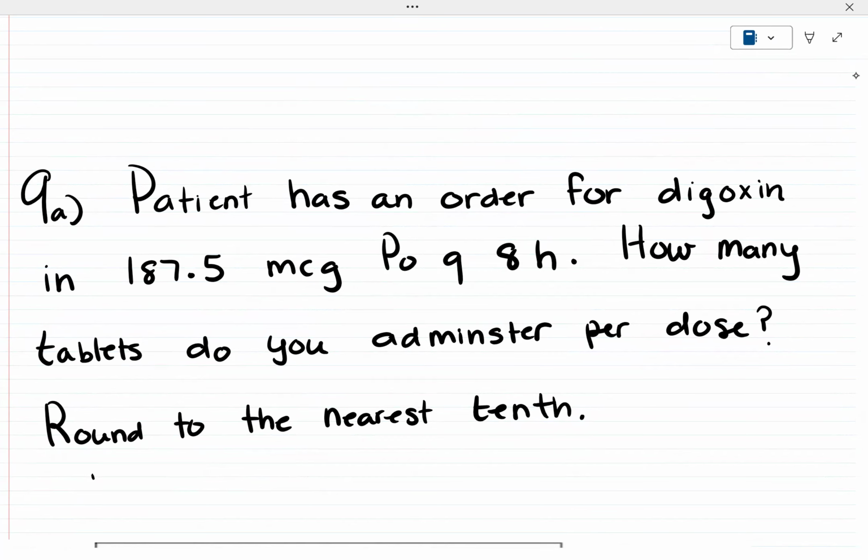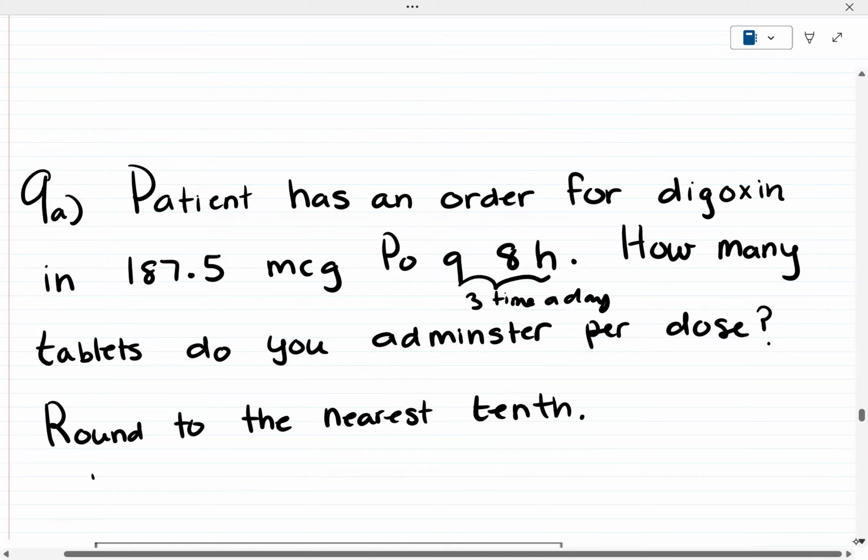PO Q8H. So what does that Q8H mean? It means 3 times a day. So if you see the term Q8H, it means 3 times a day. So patient has an order for digoxin 187.5 mcg PO Q8H. How many tablets do you administer per dose? Round to the nearest tenths.